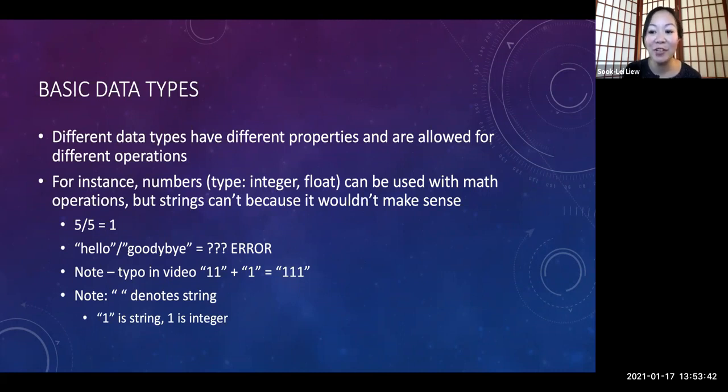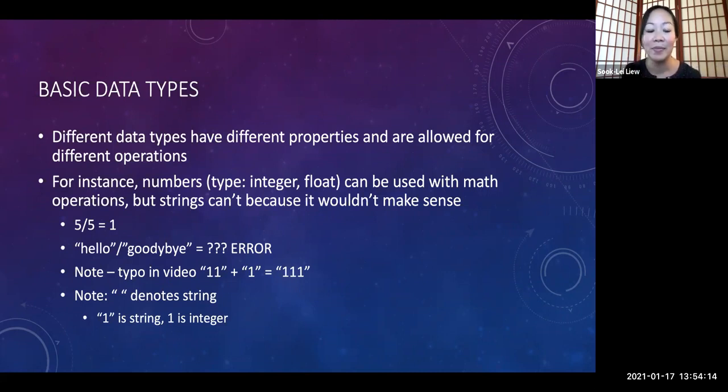There was a typo in the video though, and the one math operation that can be used with strings is plus. What you can do is add 2 strings together and it really just joins them. If you have a number in quotes, and note that the quotes denote that it's a string, even though it is a number inside the quotes, the quotes tell the computer that the data type is string. So if you did "11" plus "1", you would actually get 111 because it's just concatenating or merging those two things together.